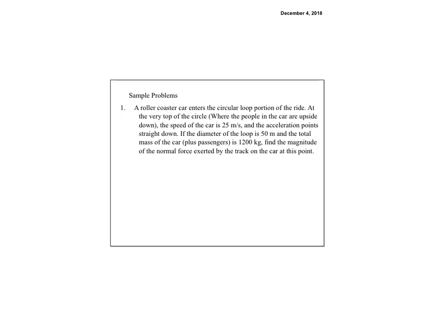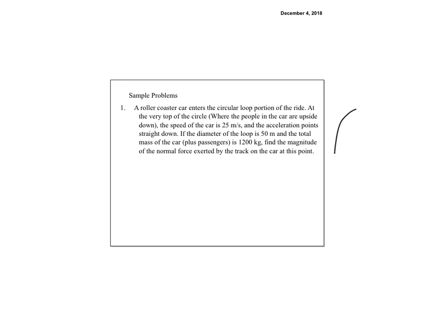So we have a roller coaster car and it enters a circular loop portion of the ride. At the very top of the circle where the people in the car are upside down, the speed of the car is 25 meters per second and the acceleration points straight down. It didn't even have to tell us that. You should have known it points straight down. If the diameter of the loop is 50 meters, that's the diameter of the loop. Remember, that's not the radius. And the total mass of the car, plus the passenger, is 1,200 kilograms. Find the magnitude of the normal force exerted by the track at this point.